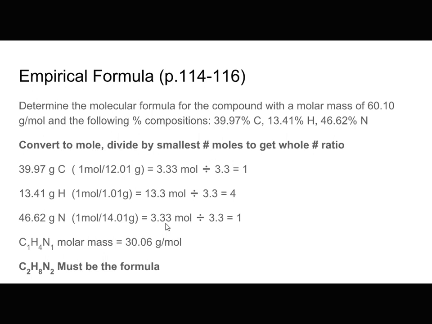An empirical formula is the lowest ratio of moles to moles for each element in a compound. This needs to be a whole number ratio. Calling a formula C 3.33, H 13.3, N 3.33 would not be a good formula. But what I do is I divide by the smallest number of moles. So long as I divide each of these values by the same thing, it's not going to change the ratio. This gives me a 1 to 4 to 1 ratio.